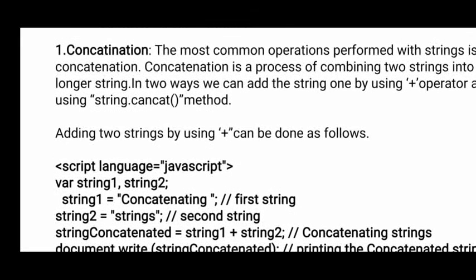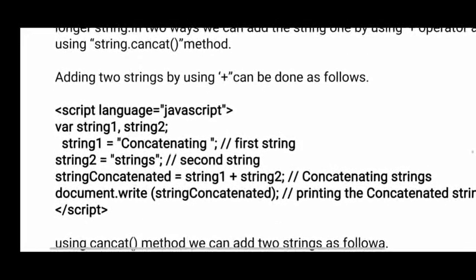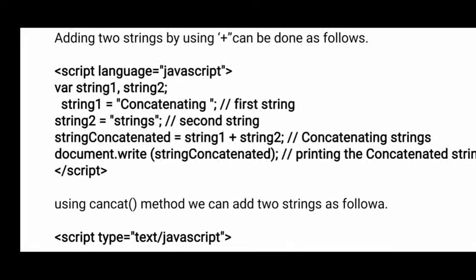Concatenation means joining two strings. You can form a new string by adding two or three strings. In script language equals JavaScript, how many strings do we have? Two: str1, str2. str1 has the value Concatenation, str2 is the string, and I am adding these two. String concatenated equals str1 plus str2. We add str1 plus str2, assign that result to the concatenated string, and print it. What you will get is the concatenated string message.